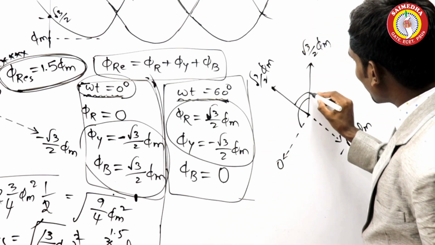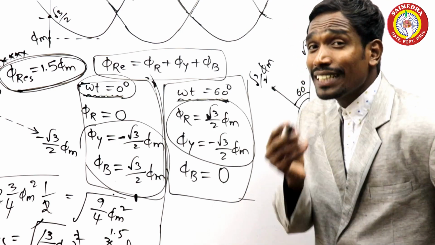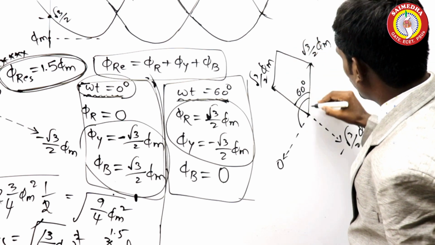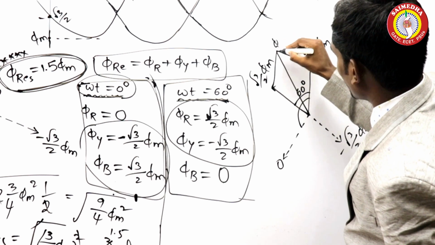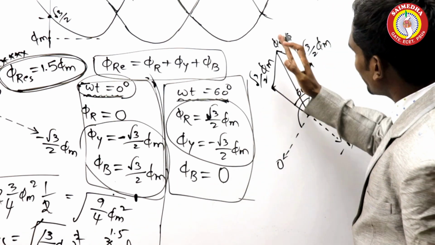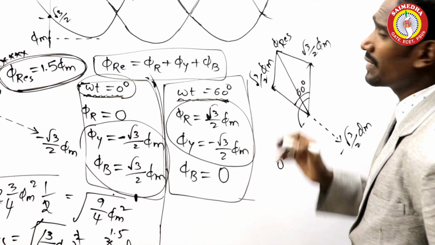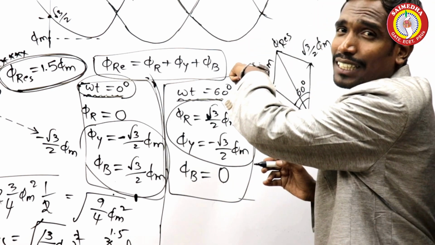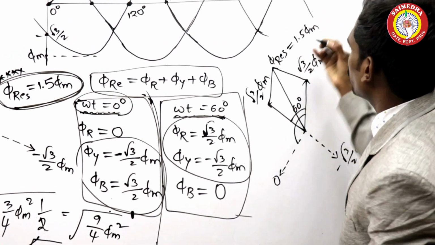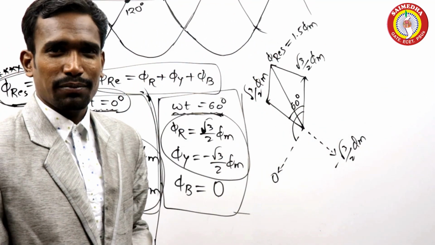But what is this angle now? This angle is 60 degrees. What is the resultant flux now? The resultant flux is nothing but the sum of these two. The sum of these two is taken as phi resultant. Can you tell me what is the final answer for phi resultant? This phi resultant is again 1.5 times phi m.